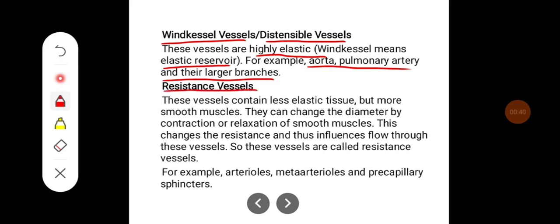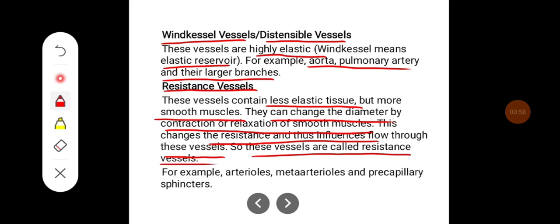Resistance vessels contain less elastic tissue but more smooth muscles. They can change the diameter by contraction or relaxation of the smooth muscles. This changes the resistance and thus influences flow through these vessels. So these vessels are also called resistance vessels. For example, arterioles, meta-arterioles, and precapillary sphincters.